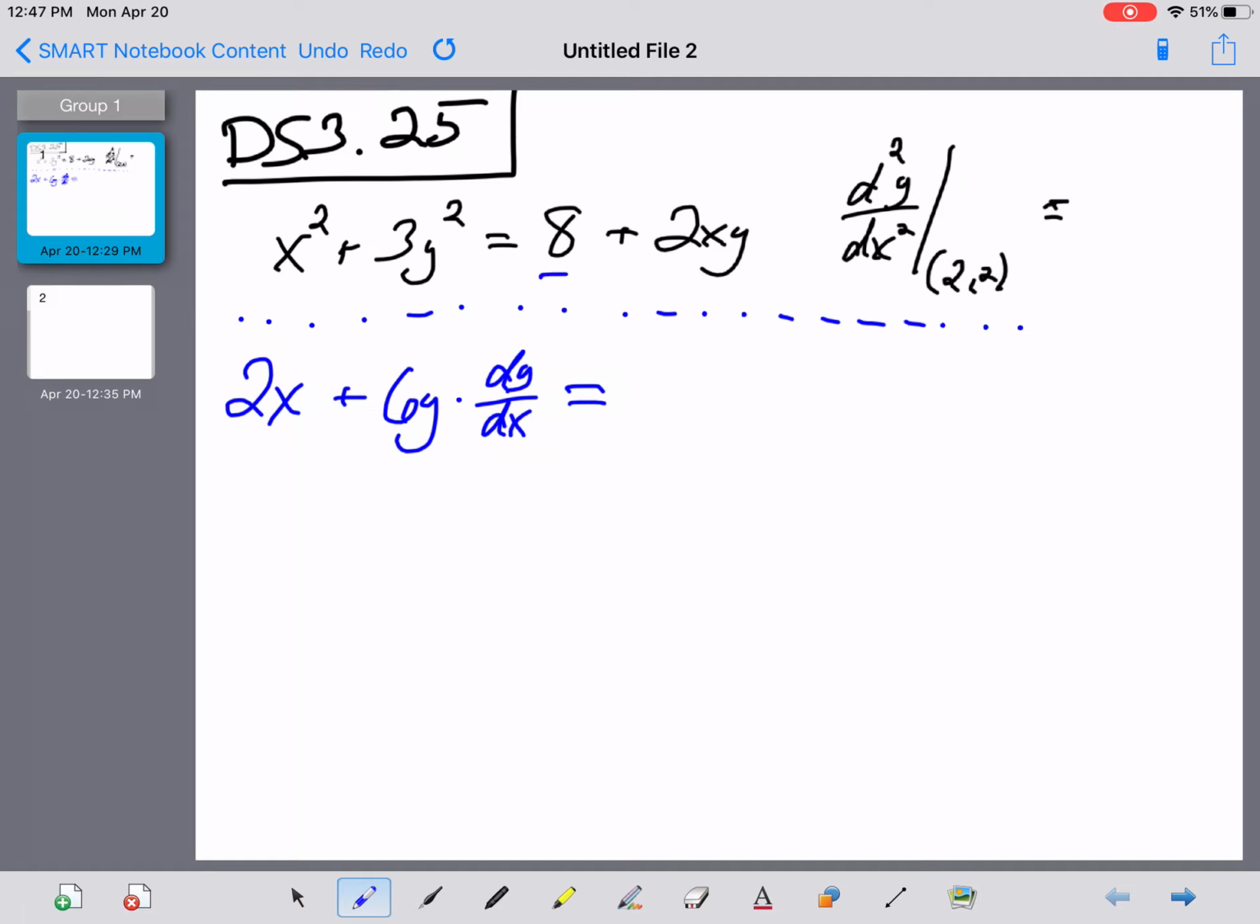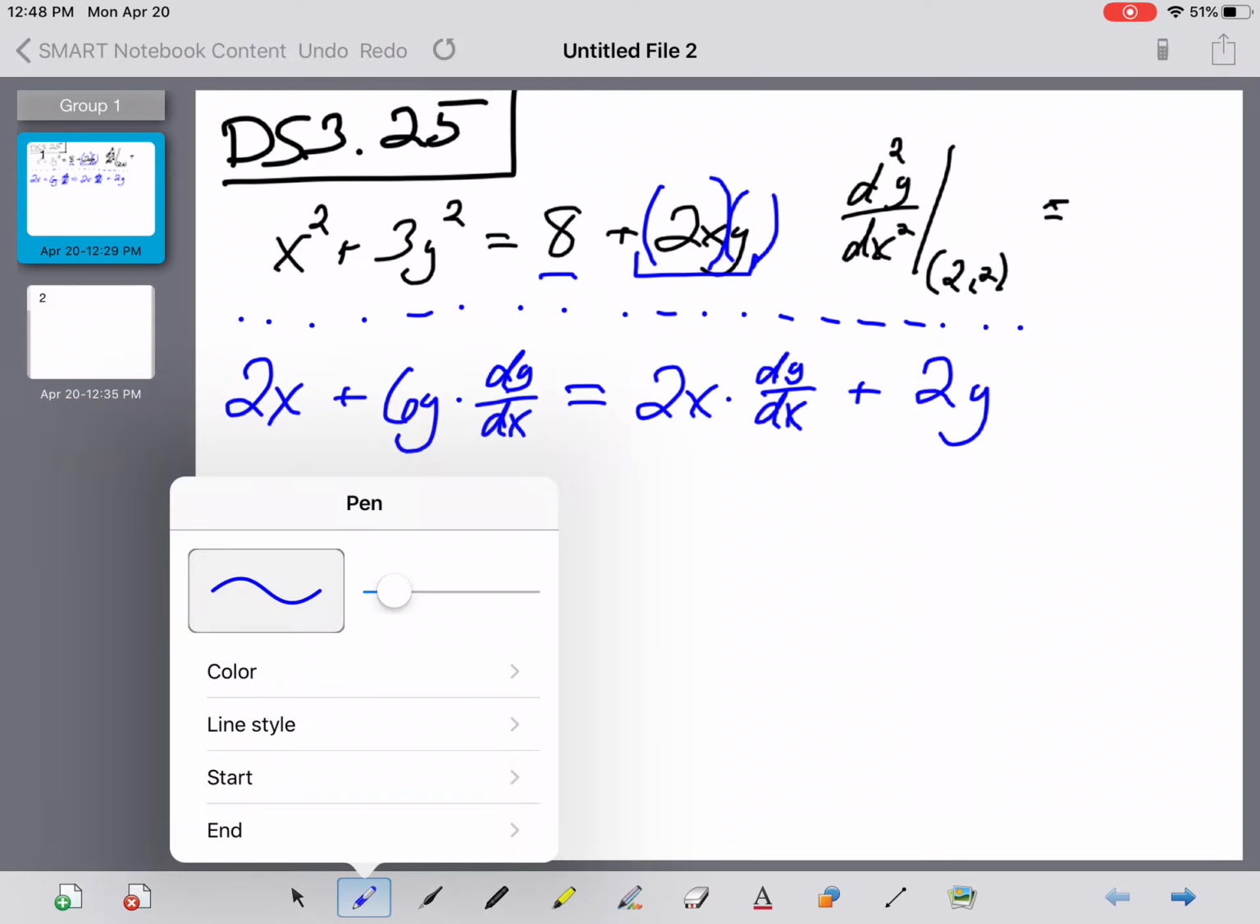Equals, the derivative of the 8 is 0, and this would be the spot I would have expected to see the most mistakes. To differentiate 2xy, we've got to realize that that is the product of two different functions. We need the product rule. First factor is 2x. Derivative of the second is going to be dy/dx. Plus the second factor, which is y, times the derivative of the first, which is just going to be a 2.